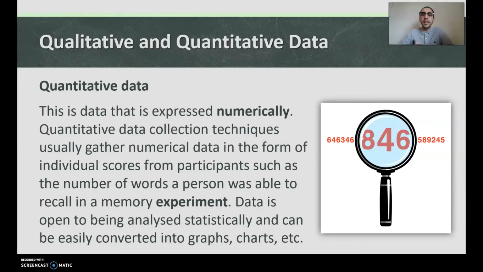Of course, if the data is quantitative and it's in numbers, it's quite easy to analyze that data. It's quite easy to put it into a graph or a chart. Whereas if I was to get qualitative data from like an interview, how would I put that information in a graph or a chart? It's not as easy to convert, is it?